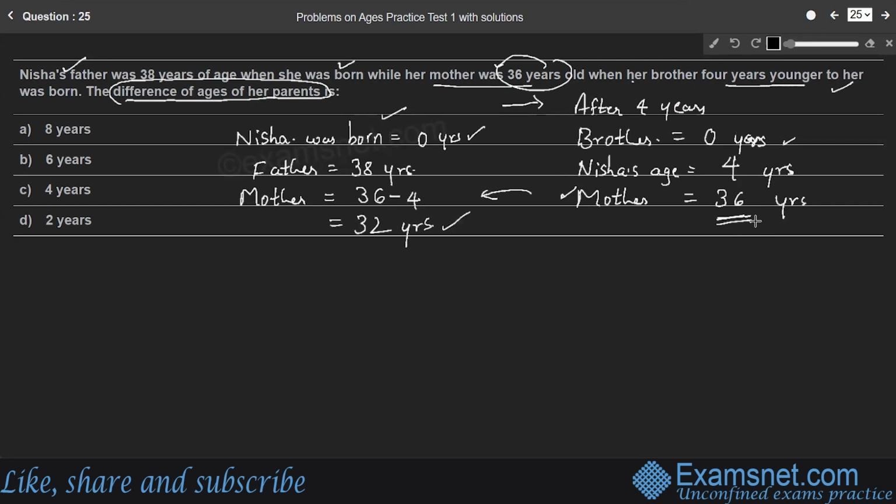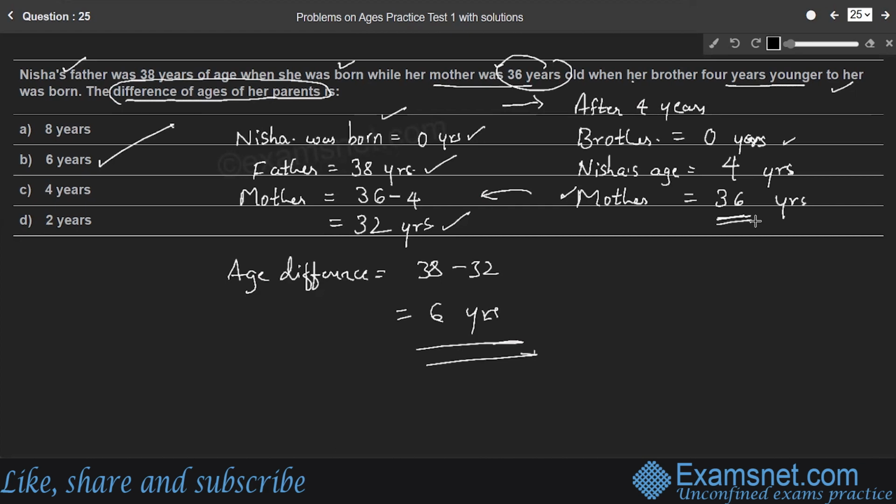Her mother was 32 years when she was born and her father was 38 years old. Therefore, the age difference between her parents is 38 minus 32, so it was 6 years. The difference of ages of her parents is 6 years. Option B is the right answer.